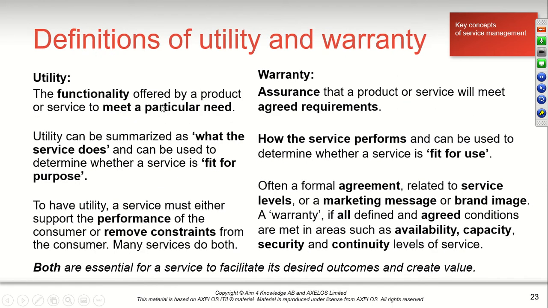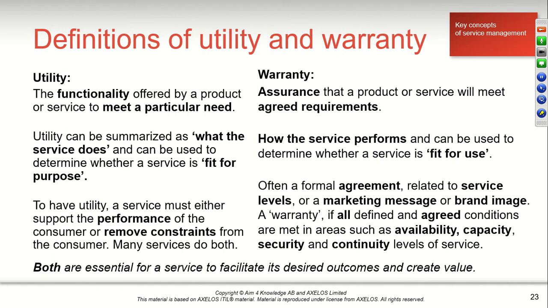Then also we define what a utility and warranty is. We said a utility is answering the question whether a service is fit for purpose. Utility refers to functionality that is being offered by a service or a product to meet a particular need. So the keyword under utility is functionality being offered, or we simply say fit for purpose. And when we talk about utility, a utility should either support performance that a consumer is expecting or remove constraint from a consumer. It can also do both as well.